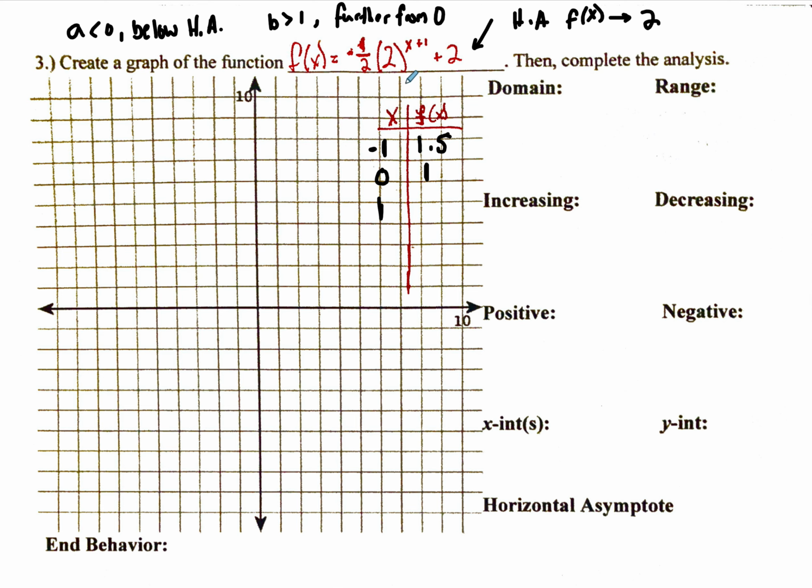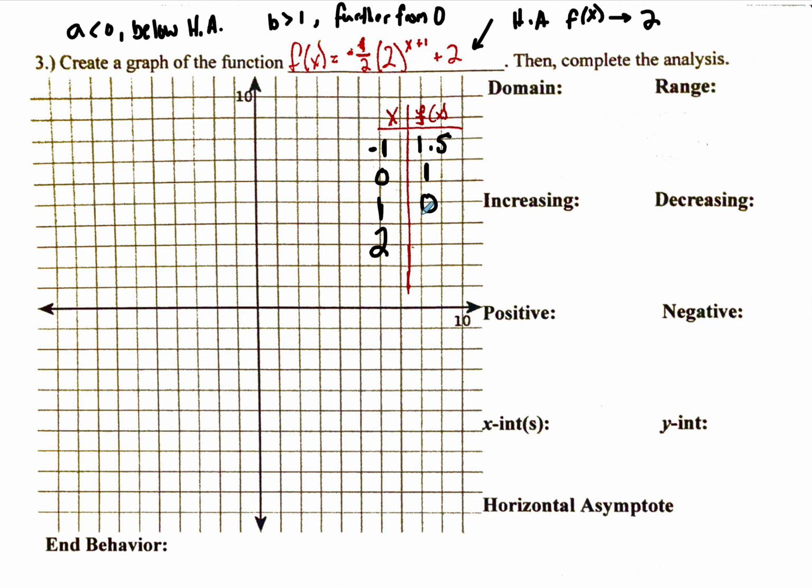So I plug in 1. 1 plus 1 is 2. 2 squared is 4. Negative 1/2 times 4 is negative 2. And negative 2 plus 2 is 0.